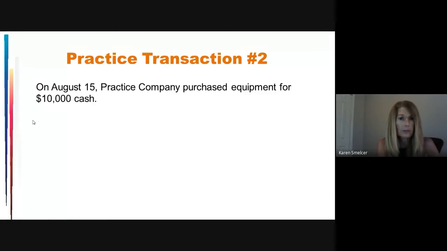On August 15th, Practice Company purchased equipment for $10,000 cash. So again, think about this for a minute and think about what accounts we would need to use to record this journal entry. Okay, we're purchasing equipment, so that's probably a good clue that we have some sort of a property, plant, equipment type account, right? And we're spending cash, so we're likely going to affect that cash account.